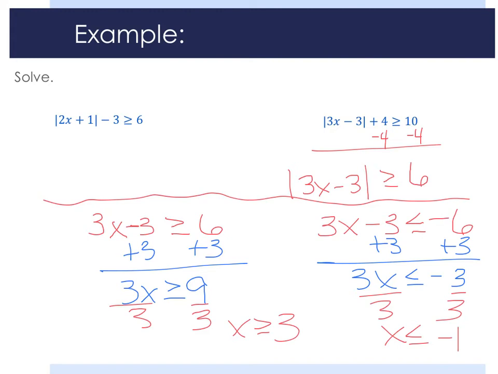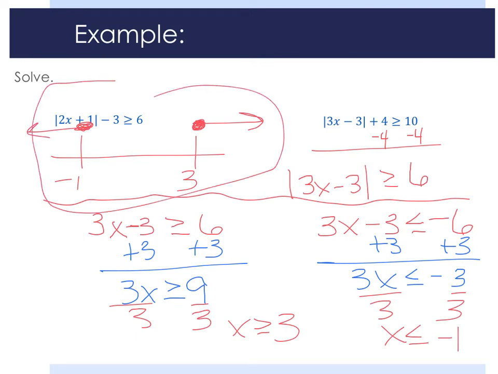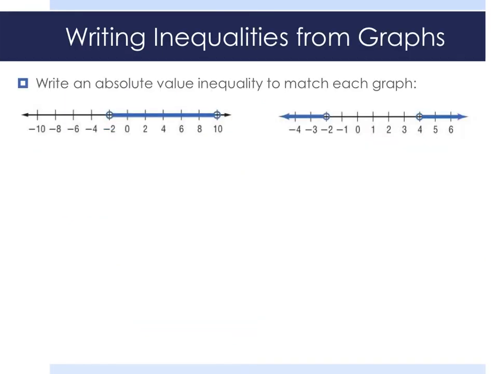So I can graph that. I'm going to have negative 1 here and positive 3 here. X has to be greater than or equal to 3, so that's a closed circle going this way. X has to be less than or equal to negative 1, closed circle going that way. An OR graph, that matches an OR inequality.